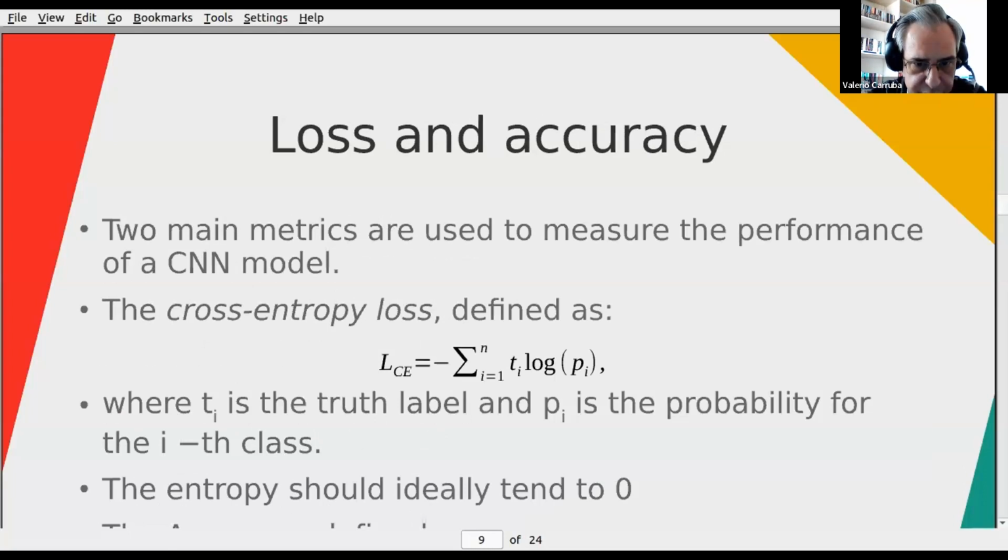And the accuracy, which is the fraction of the accurate measurements over all the measurements. So you have the true positive plus true negative divided by true positive plus true negative plus false positive plus false negative. The entropy should ideally tend to 0, while the accuracy ideally should tend to 1 for best performing models.